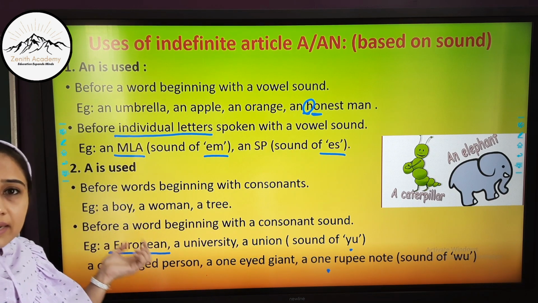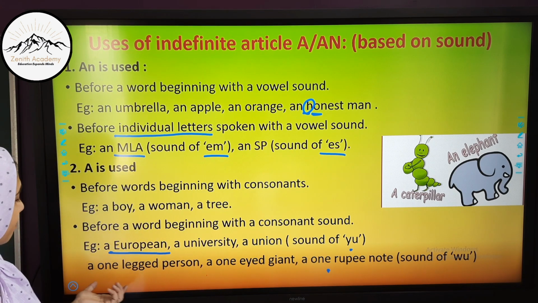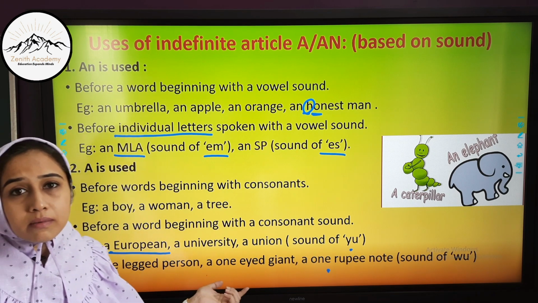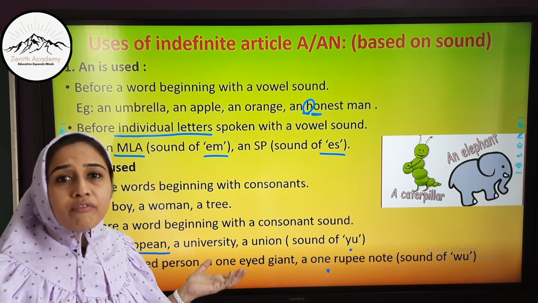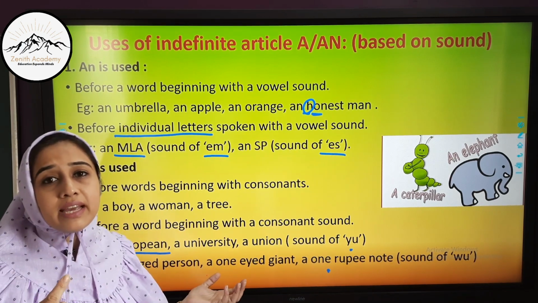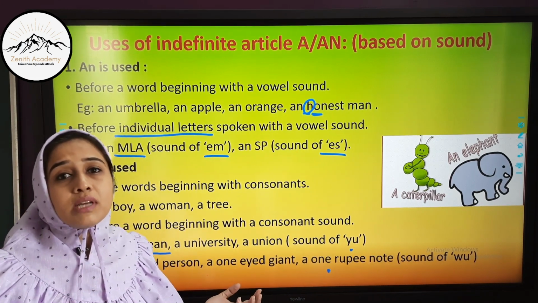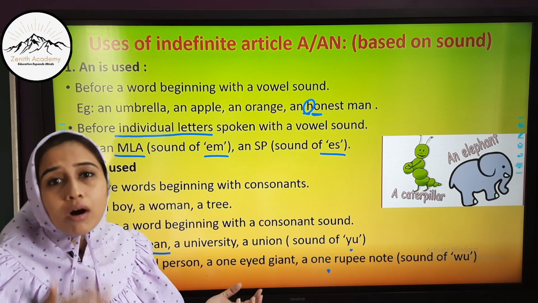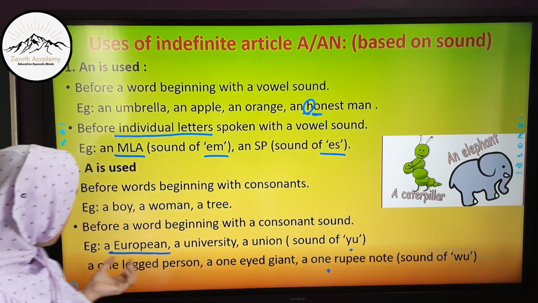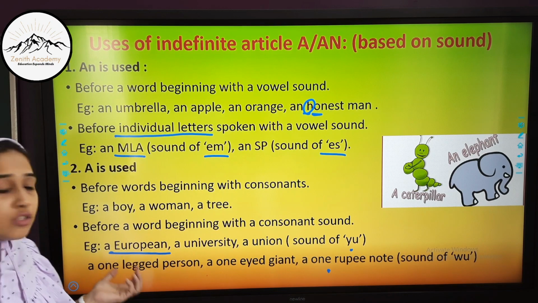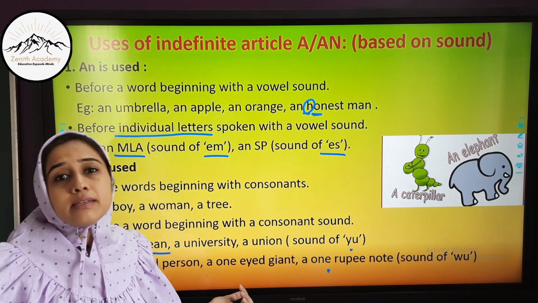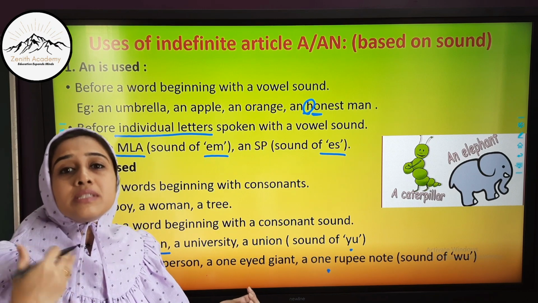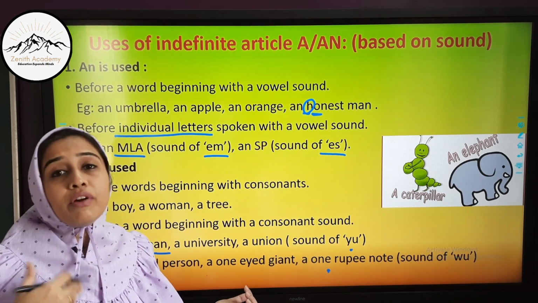A will be used as an article. Another example is a one-legged person. This is a person we are talking about, a one-legged person. So when we say one, the phonetic sound which comes out is W. It is not O. O is just because of the spelling. So always a will come before it. You have to put emphasis and concentration towards the sound of the letters, the sound of the words.